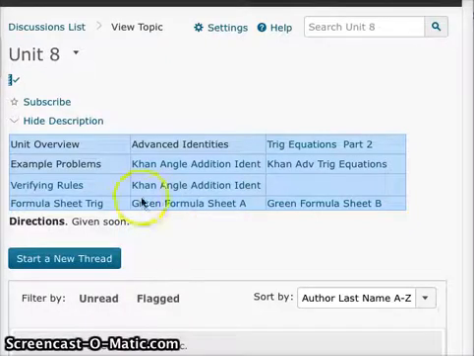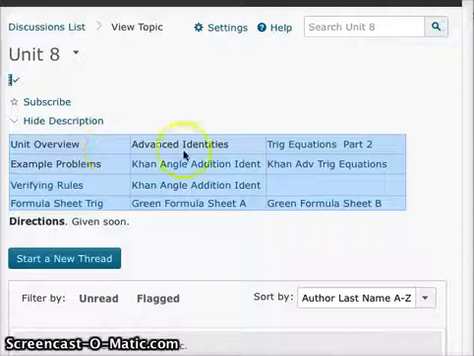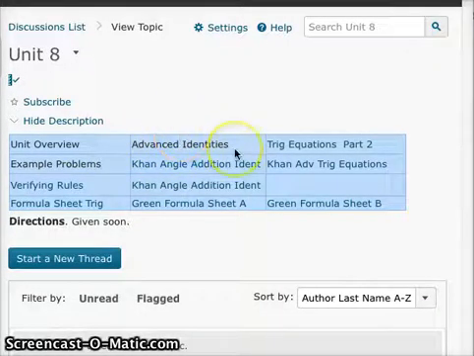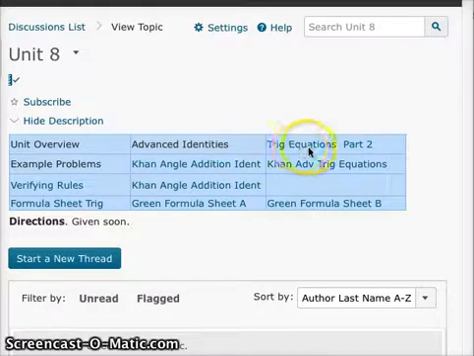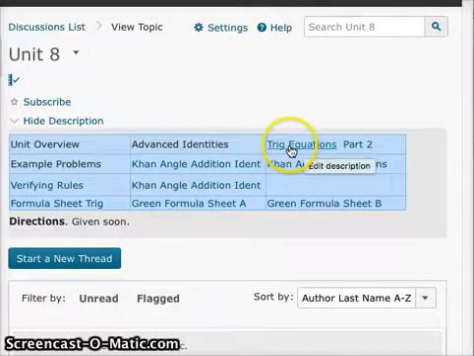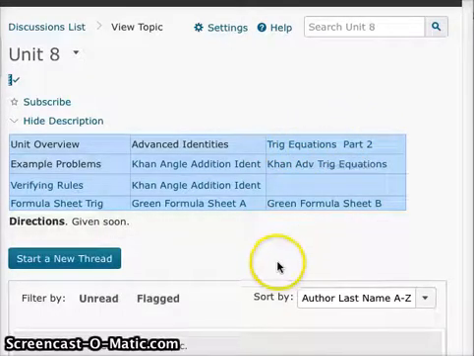A couple things to point out. This video will be over here, Unit Overview. I am going to derive some more identities. I'm going to call that Advanced Identities. I did a couple videos on how to solve trig equations of different types. I would strongly urge you to click on these 2 and go through those. That'll be very helpful.